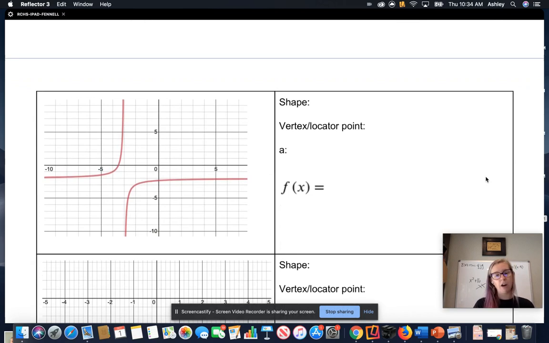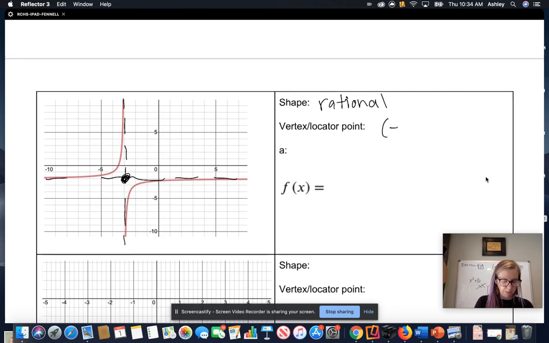Okay. All right, we know that when we get these two curvy things happening here, this is a rational function. And our locator point is the intersection of our asymptotes. So if you look at where these curves are approaching but not touching, that's how we find our asymptotes. So we have an asymptote right here. It looks to be at -3, -1. So that is my locator point, -3, -1. Again, the locator point on a rational function is going to be the intersection of your two asymptotes, your horizontal asymptote and your vertical asymptote.